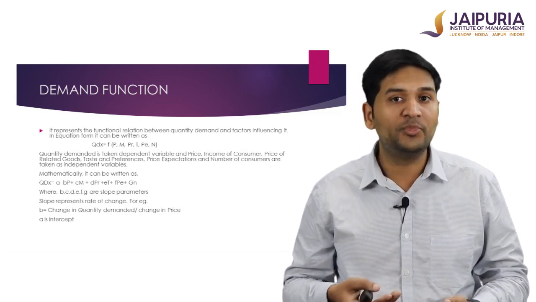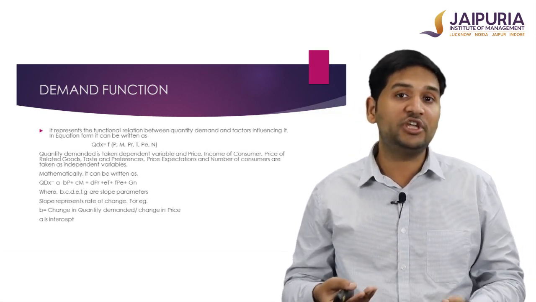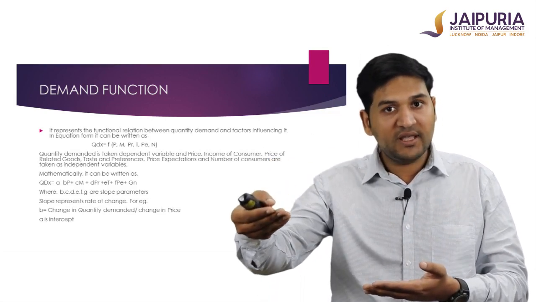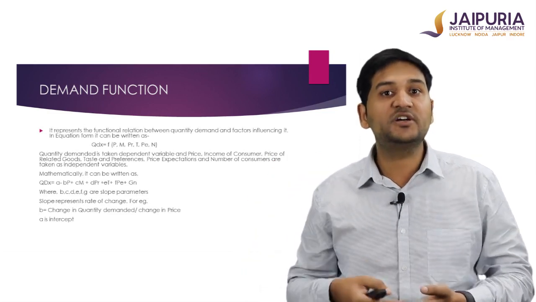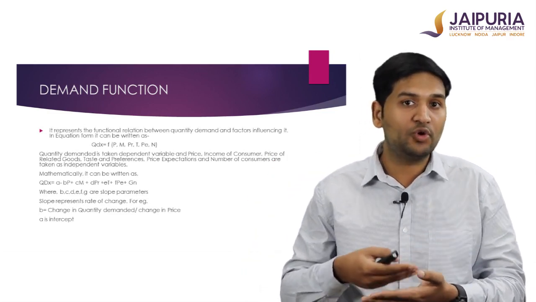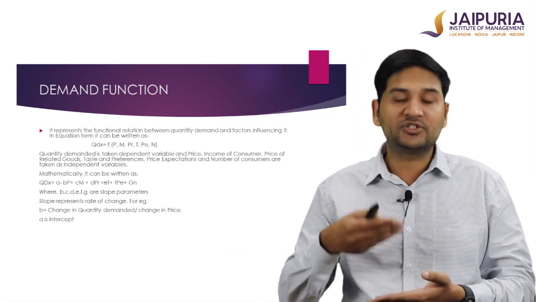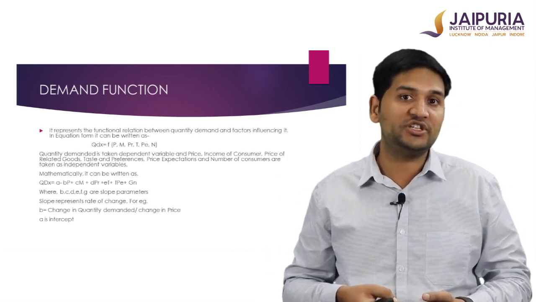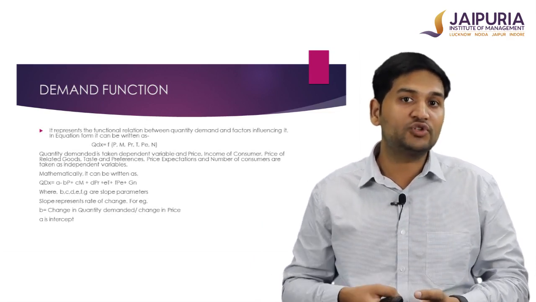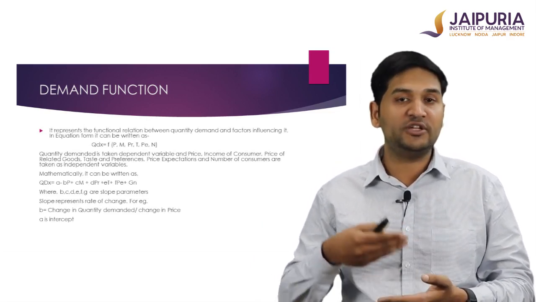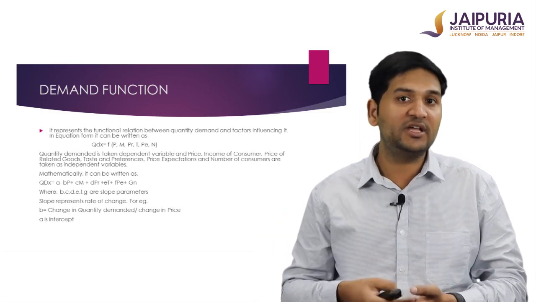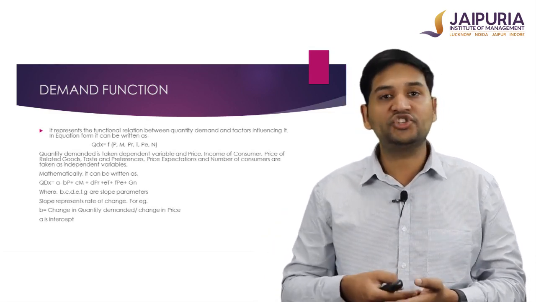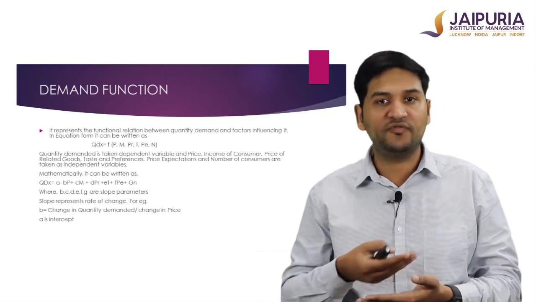Now what is slope? Slope represents the change. Slope of B is change in quantity demanded divided by change in price level. What is slope of C? Change in quantity demanded divided by change in consumer's income. And A is the intercept, which is unaffected by or independent of these factors.